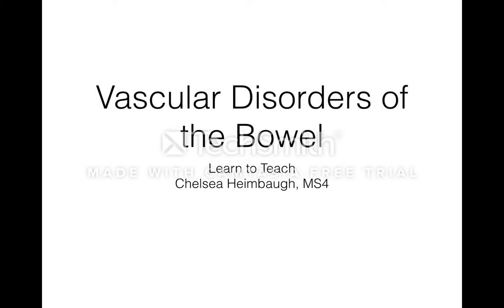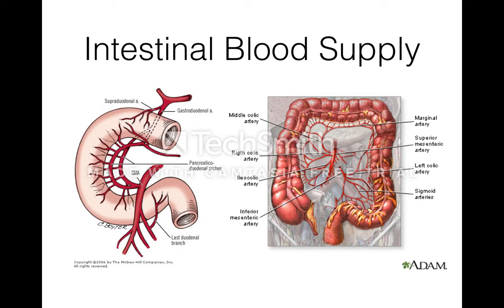In this segment, we will discuss vascular disorders of the bowel, including ischemic bowel disease and hemorrhoids. To begin the discussion, we will review the blood supply of the small intestine and colon. So the duodenum is supplied by the celiac artery and the superior mesenteric artery.